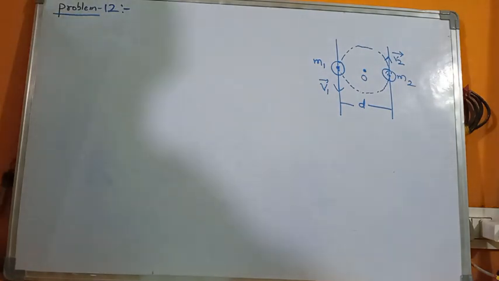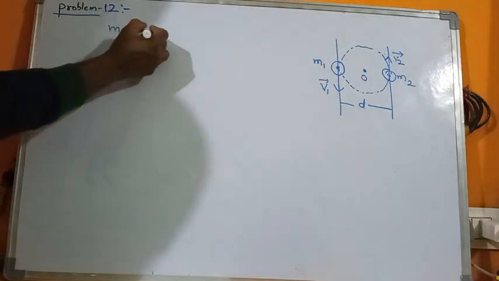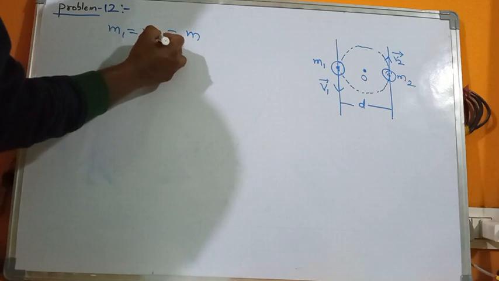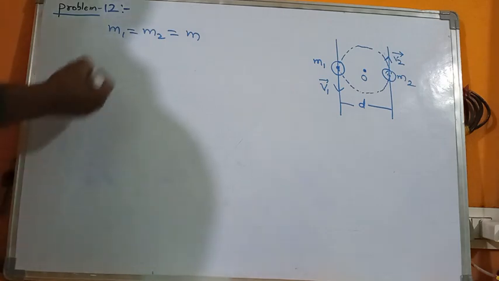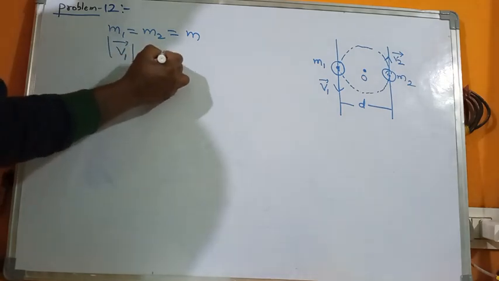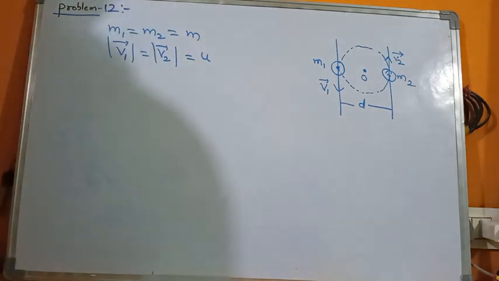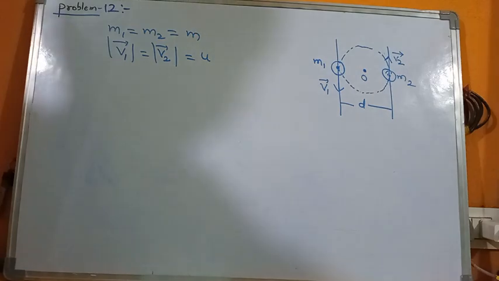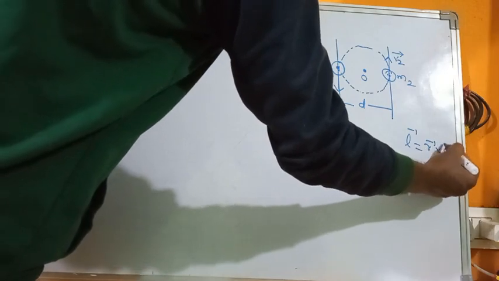First write down the masses given: m1 is equal to m2, and that is equal to m. The two particles have equal masses. The magnitudes of velocities v1 and v2 are equal to u, which is nothing but the speed of the particle, the same for the two particles. Angular momentum is L equal to r cross p.